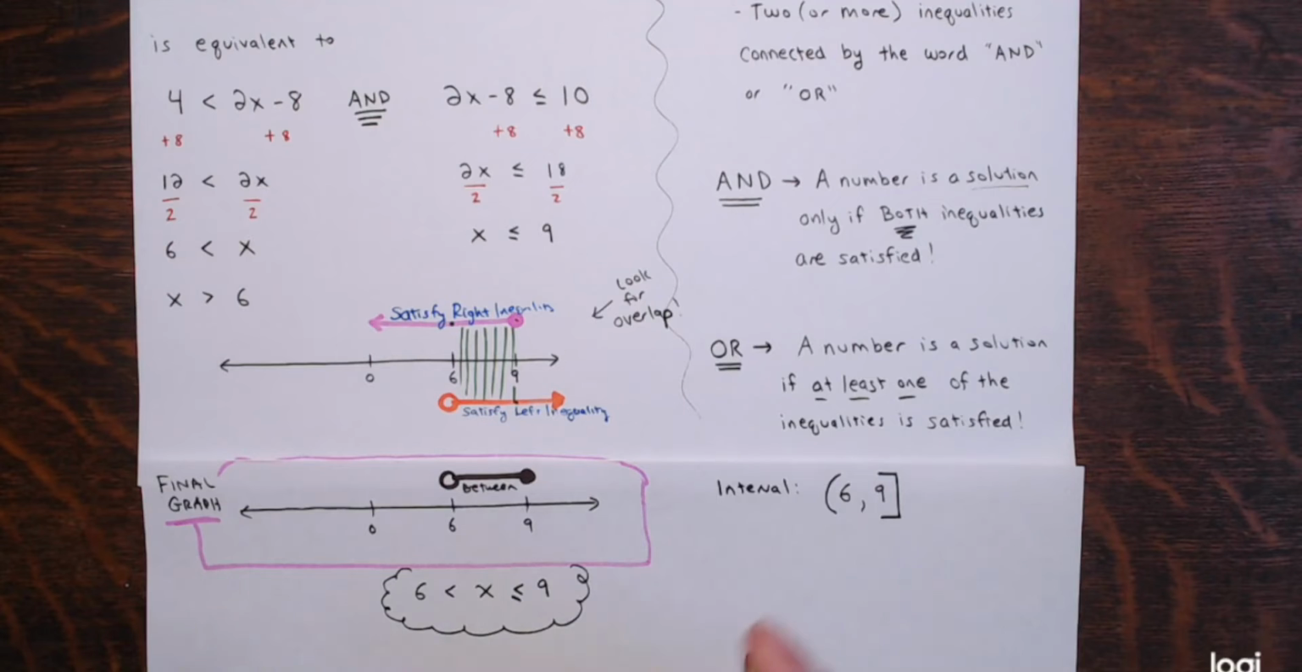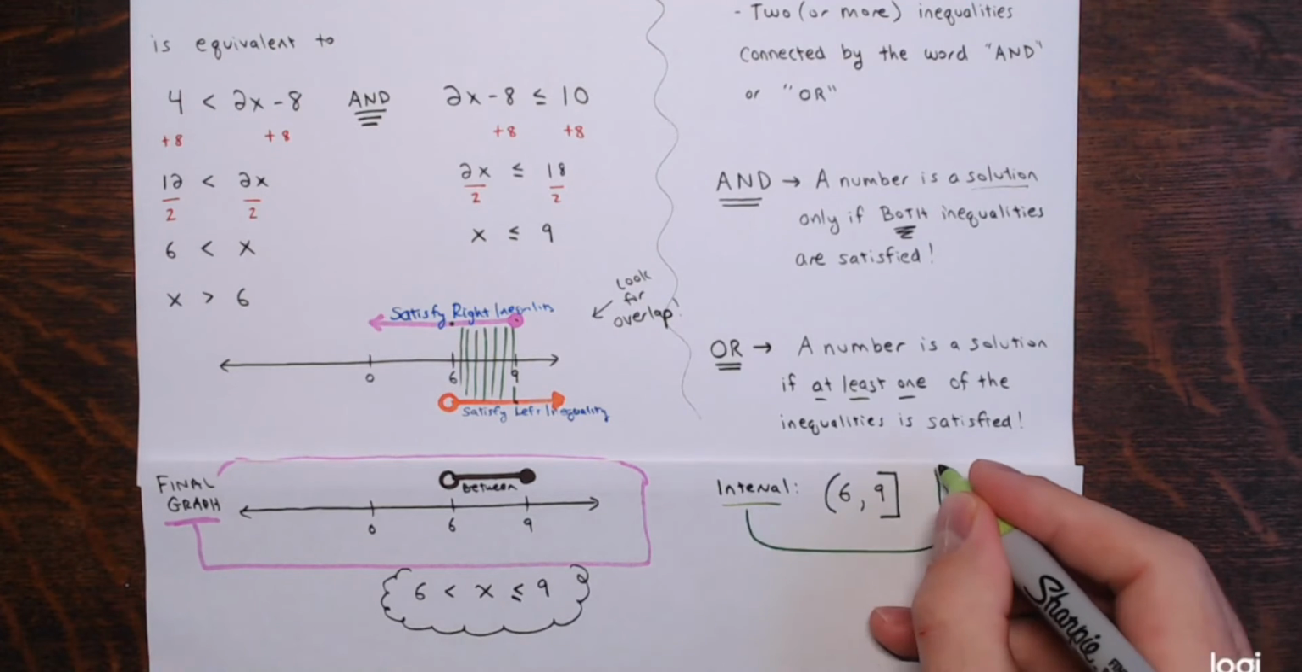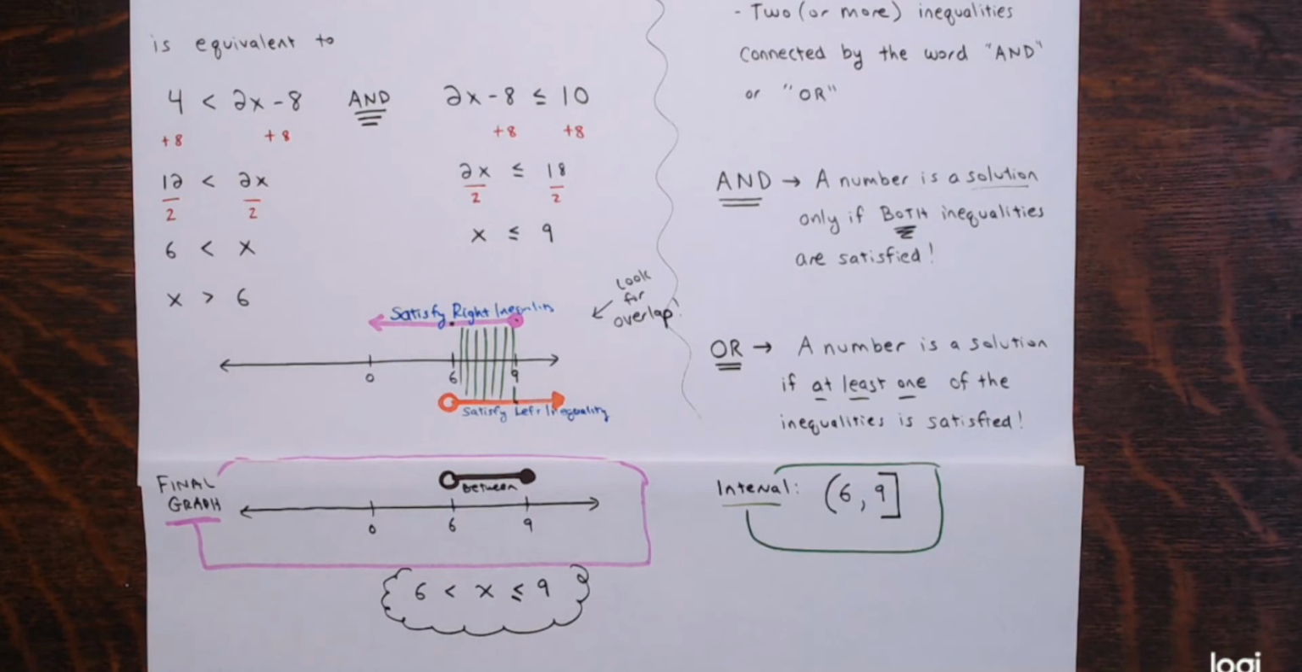And there you go. And this is what they wanted, right? This is the final thing they asked for, was write the solution set in interval notation. All the numbers from 6 to 9, including 9, but not including 6. Great. Okay, wonderful. All right, now just keep going.